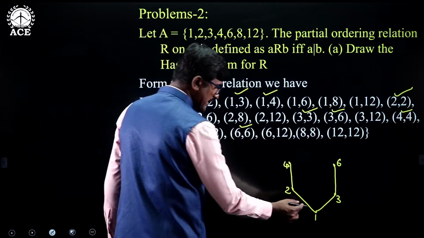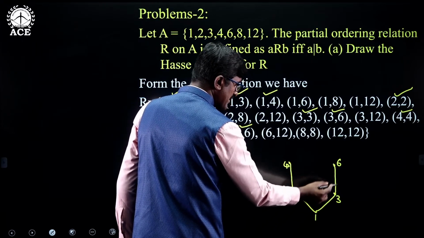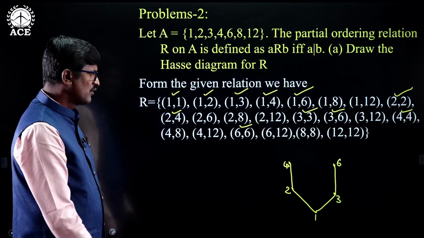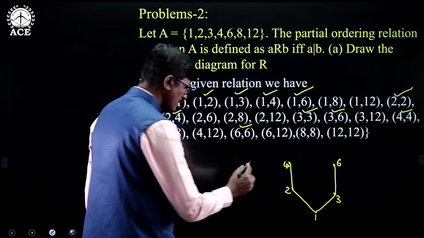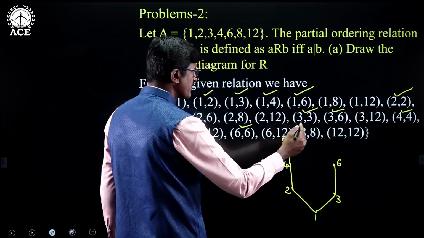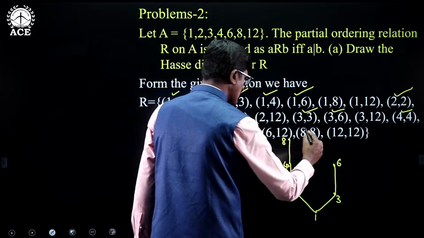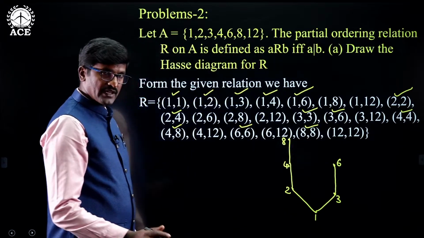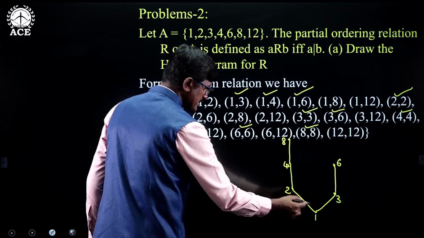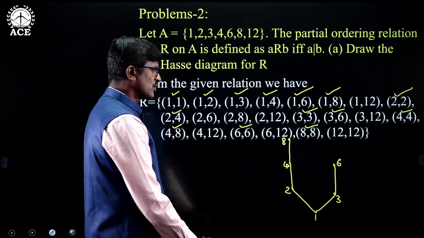Next, from the transitive property, if there is a relation from 1 to 3, 3 to 6, then there must be the relation from 1 to 6. 1 to 6 is also over. Next, 4 comma 8. This is 8. 4 comma 8 is over. Next, 8 comma 8 is also over. From the transitive property, if there is a relation from 1 to 4 and 4 to 8, then there must be the relation from 1 to 8. 1 to 8 is also over.